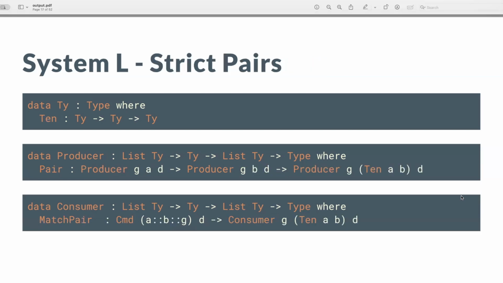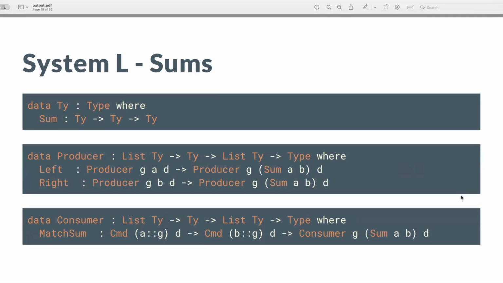Yeah, and so these are strict pairs or positive pairs, where you deconstruct them using a pattern. So you have a command with two variables in the input context and you have a consumer that takes a tensor. We have sums. Producers are the usual left-right introductions. The consumer is like, again, half a case statement. It just describes that we bind two variables individually, and then a consumer that can handle both.